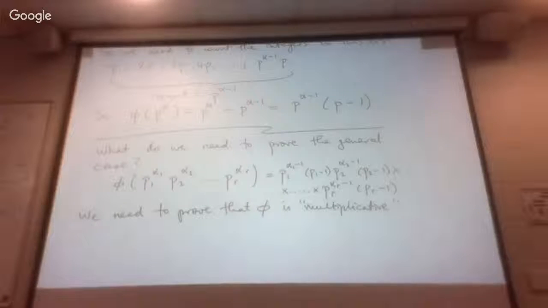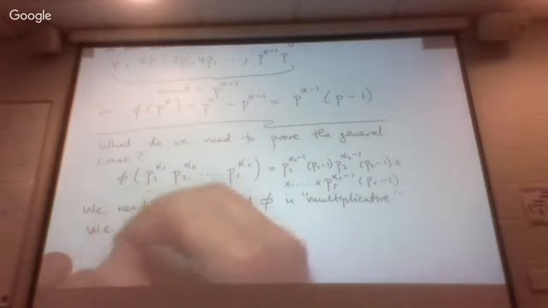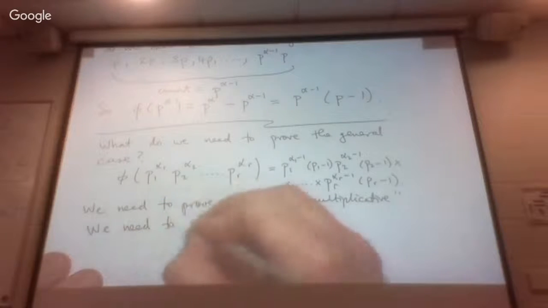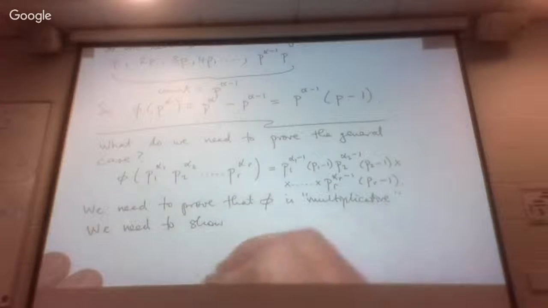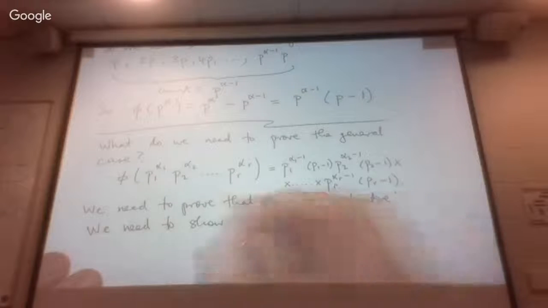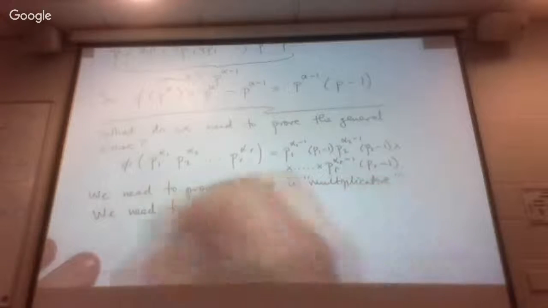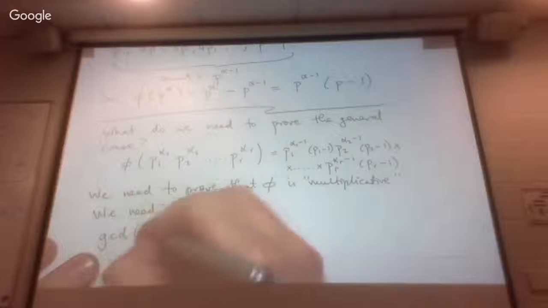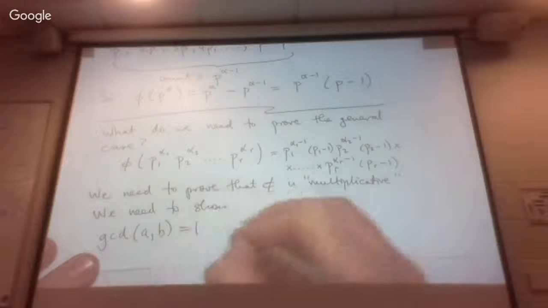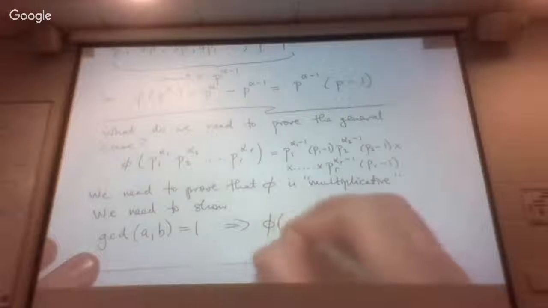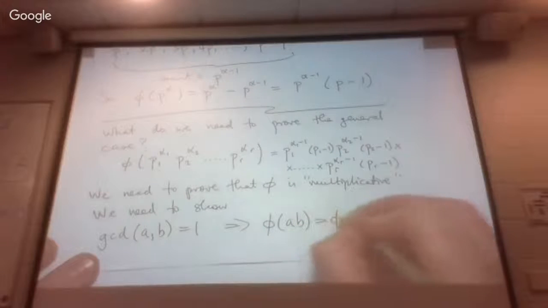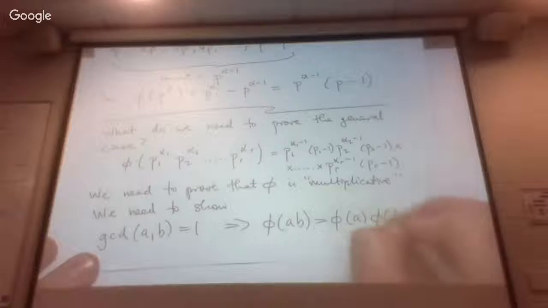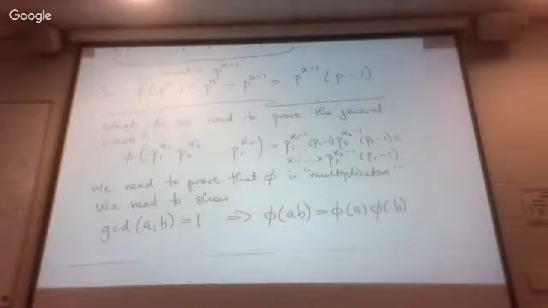So that's what we need. What do we need to show that phi is multiplicative like this? We need to show that if the GCD of a and b is 1, co-prime, then on that product, phi of ab is just the product of the phi's, phi of a times phi of b.